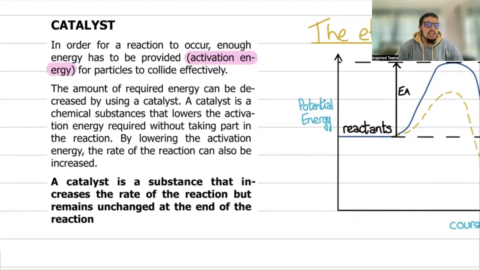The amount of required energy can be decreased by using a catalyst. A catalyst is a chemical substance that lowers the activation energy required without taking part in the reaction. By lowering the activation energy, the rate of reaction can also be increased. Okay, a catalyst is a substance that increases the rate of the reaction, but remains unchanged at the end of the reaction.